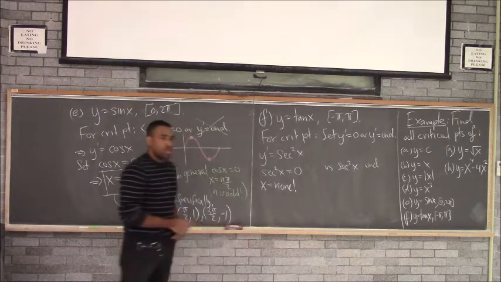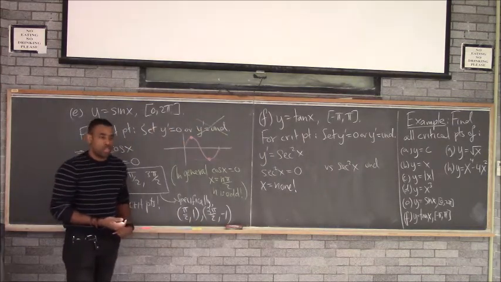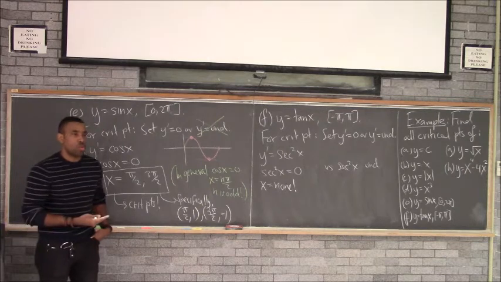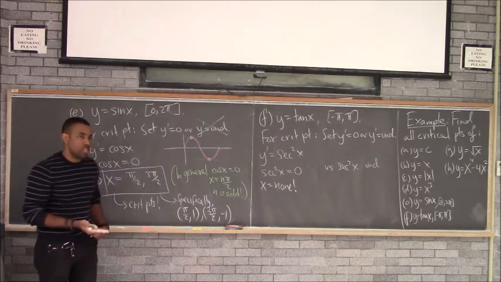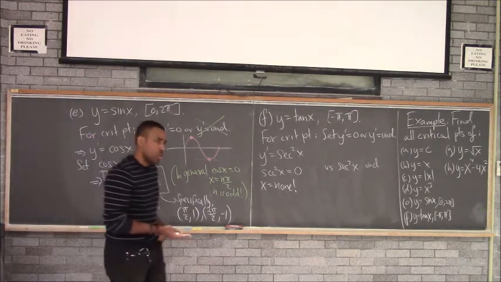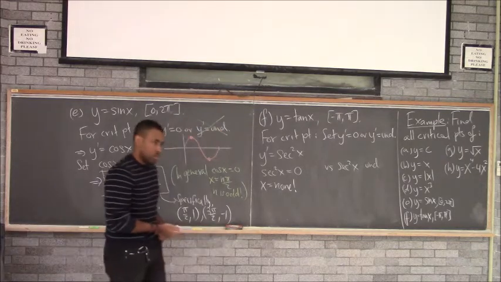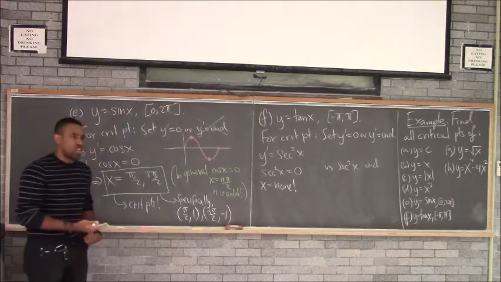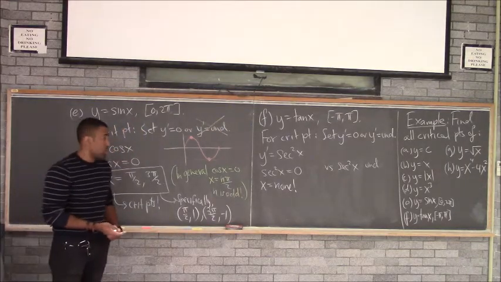Right? Secant is 1 over cosine. So it's a fraction where the numerator is always 1. It will never be 0. A fraction can only be 0 when the numerator is 0. Secant is a fraction where the numerator is always 1. It's never going to be 0.